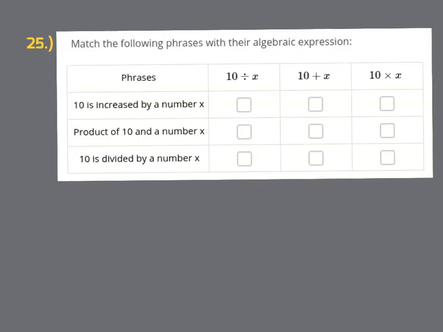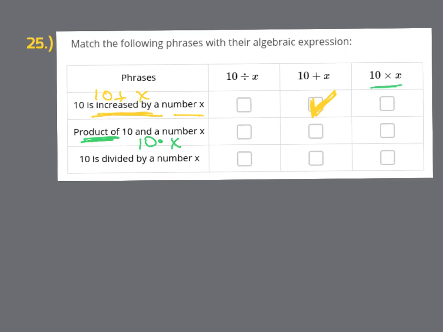Oh, we're on to the last one. We're almost done. Match the following phrases with their algebraic expression. 10 is increased by x. Increased means I add. 10 is increased by x. 10 plus x. Is that here? Look, here it is. 10 plus x. Yay. Okay, what's next? The product of 10 and a number x. Product means I multiply, 10 times x.